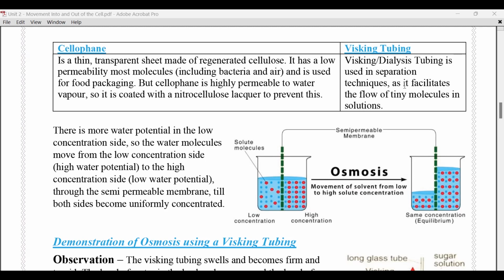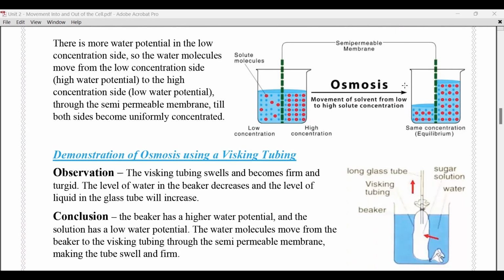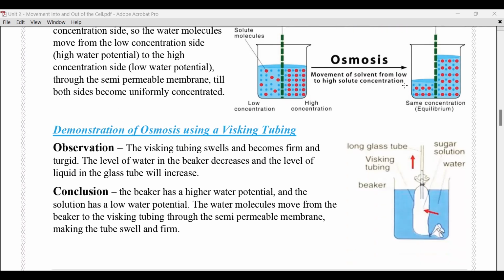Another similar experiment is described below, where there is a sugar solution in the biscuit tubing connected with a long glass tube and water surrounding it. In this case, what we would observe is that the biscuit tubing would swell and become firm, and then the liquid meniscus in the glass tube would start to rise.